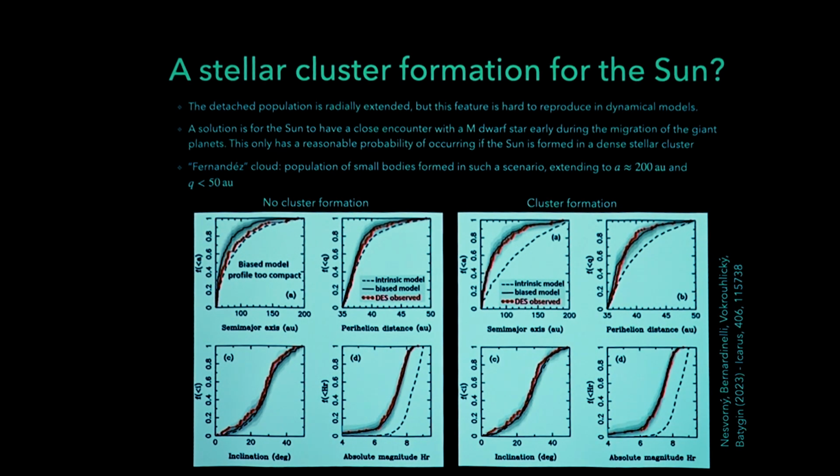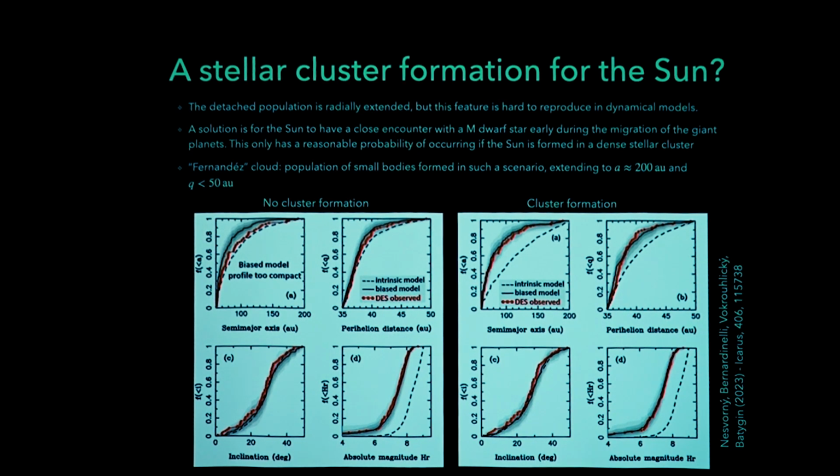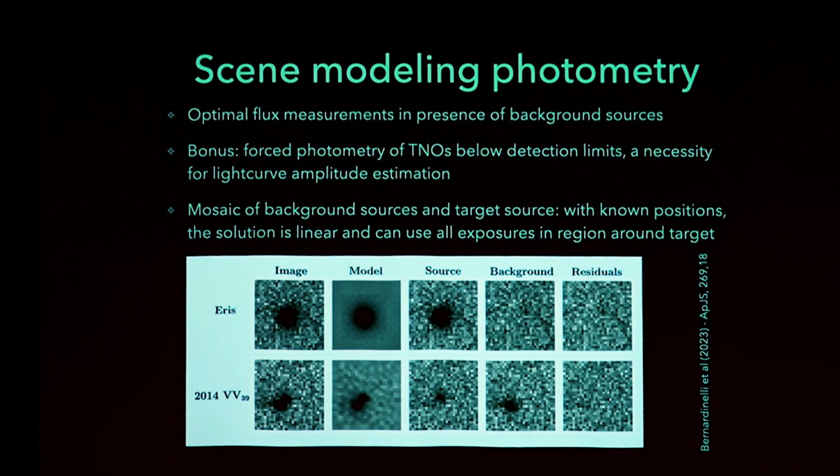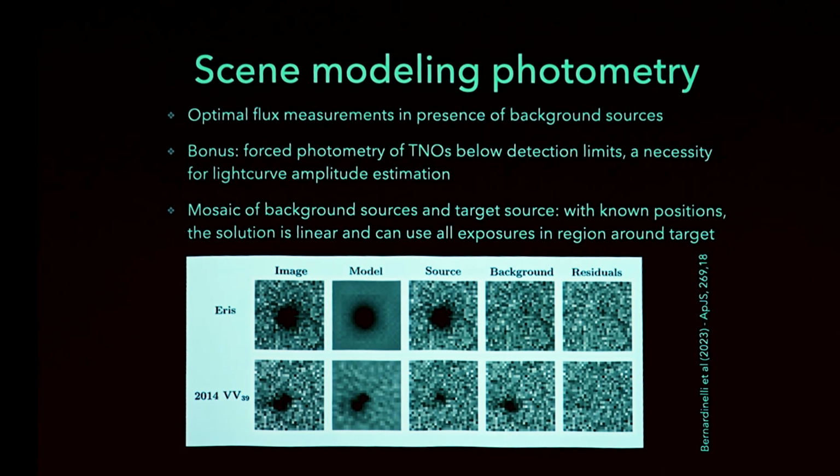So we're positing here that one way of doing this is if you have an encounter with an M-dwarf star early on in the solar system, and that kind of produces the detached population. This might not be the only solution, but it is one solution, so that's an interesting thing. An interesting thing about DES is that we have a lot of photometry for all of our objects.